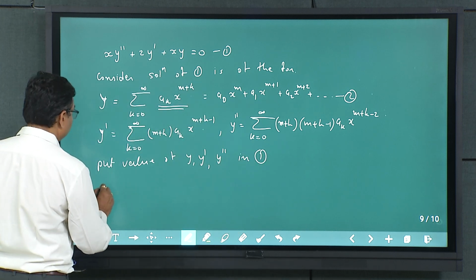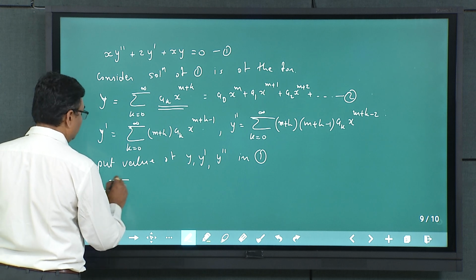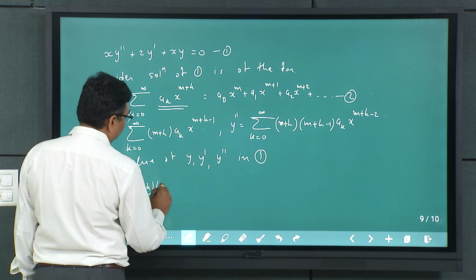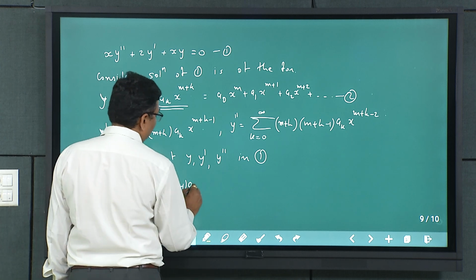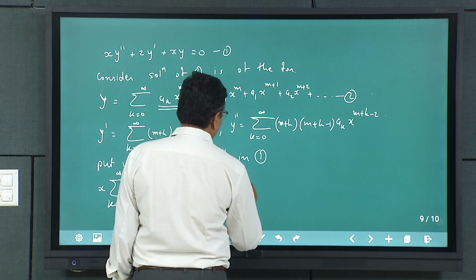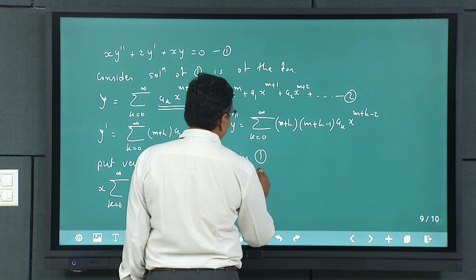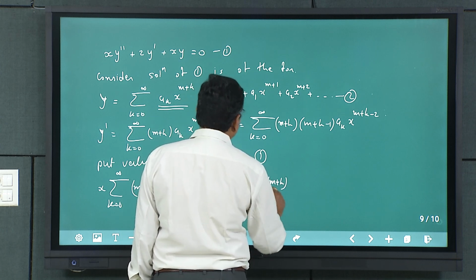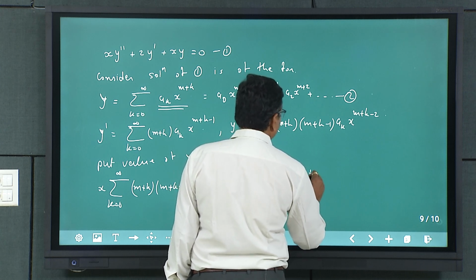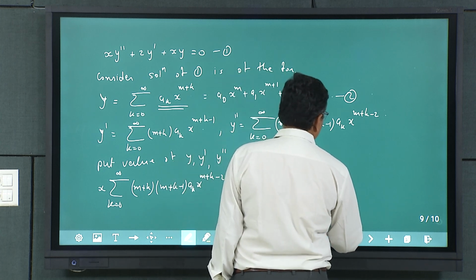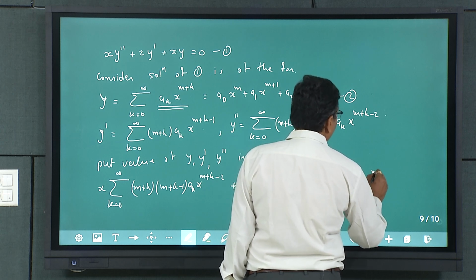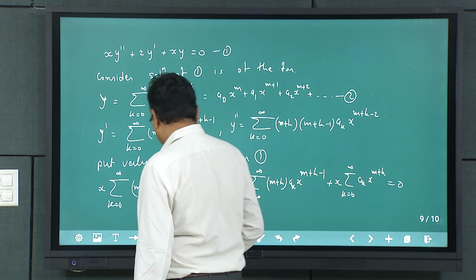Okay. So, x into sigma k equal to 0 to infinity (m plus k)(m plus k minus 1) a_k x raised to power m plus k minus 2, plus 2 into sigma k equal to 0 to infinity (m plus k) a_k x raised to power m plus k minus 1, plus x into sigma k equal to 0 to infinity a_k x raised to power m plus k, this is equal to 0.